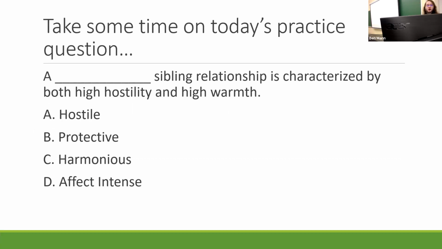So last week, we took some time to talk about family relationships, including relationships among siblings. So this practice question connects to what we talked about on Friday. The blank sibling relationship is characterized by both high hostility and high warmth. So this would be either A, hostile, B, protective, C, harmonious, or D, affect intense. I'll give you a minute or two to think about this question, and then we'll talk about it together.